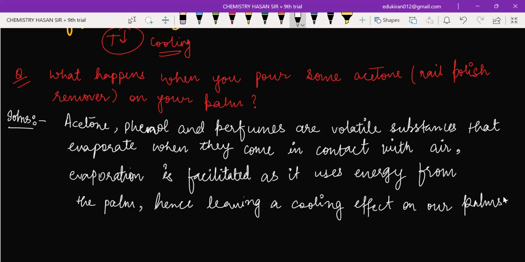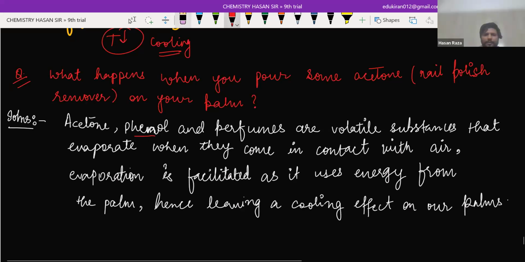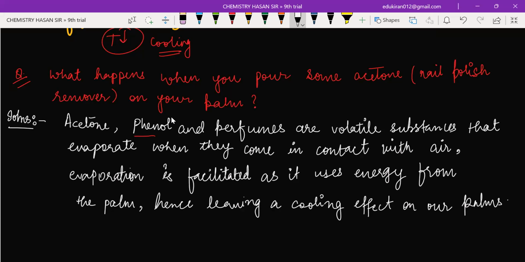Sir, after acetone in the answer, what is needed? What did you write after acetone in the answer? Phenol is the second word. This is the one which I erased. This is your phenol. Okay.